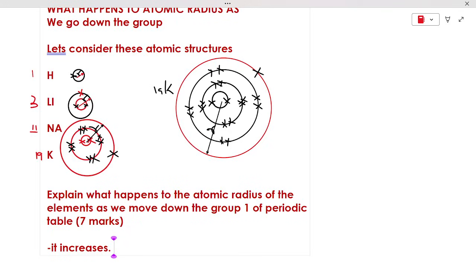Why is it increasing? What do you say? Because its shells are also increasing. Yes. Next. What's the other point? I said that because its shells are increasing.